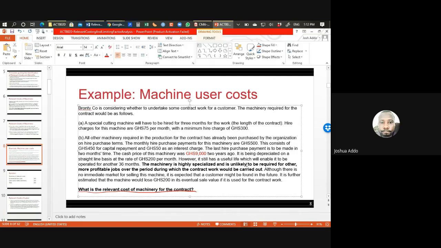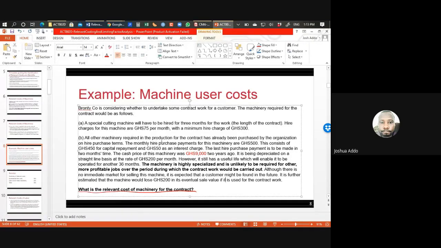Additionally, the cost of those machinery is not because of the special contract. They were already there. Just that the special contract can make use of them. So it is not a cost that is being incurred as a direct consequence of the decision to accept the special offer or order or contract. And therefore, the 9,000 is not a relevant cost.